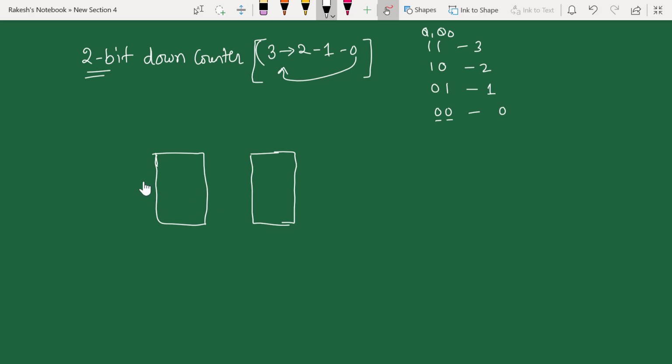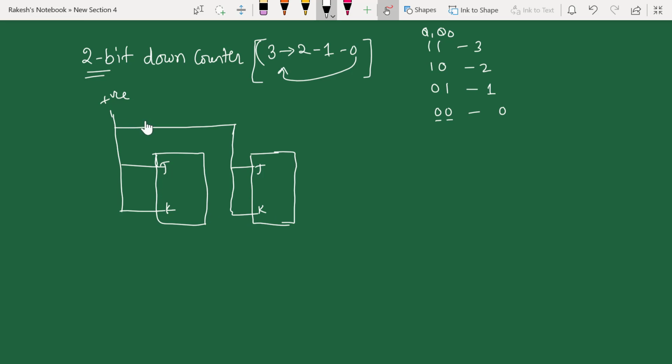As usual, I am going to take a JK flip-flop with the toggling action. That means I am going to connect my J and K to logic 1, or the power supply plus VCC. Same thing here. All the counters are mainly designed with T flip-flops. So this is my J and K.